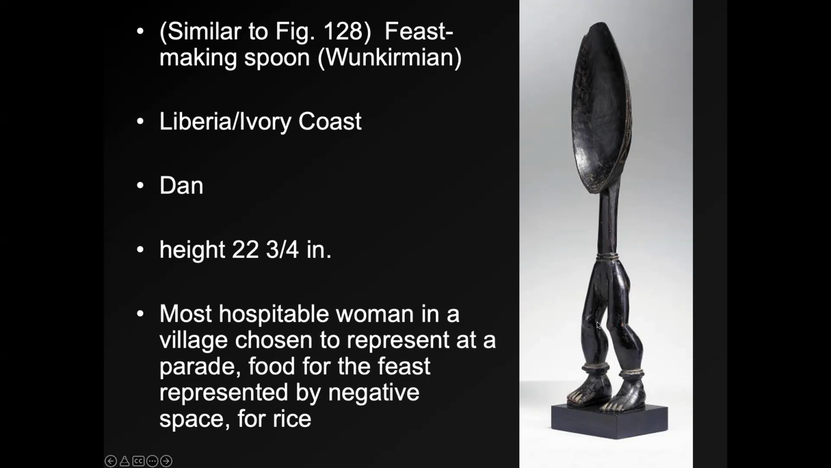So it's pretty big. It's not a spoon you would actually use. But the negative space represents what the most hospitable women can provide. She can organize events and feed tons of people. So the food for the feast is represented by the negative space, and the big part of the feast would be rice.